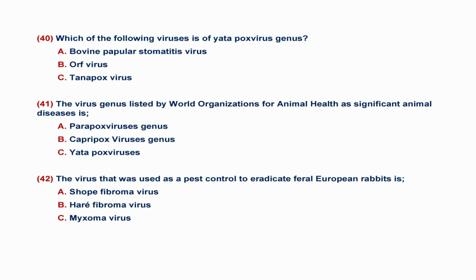Avipox viruses cause infections in a number of wild and domestic birds and have been identified as causing disease in at least 232 species. Usually the transmission occurs by inhalation, skin abrasions, or by biting insects like mosquitoes.